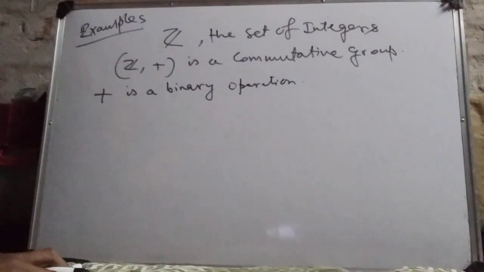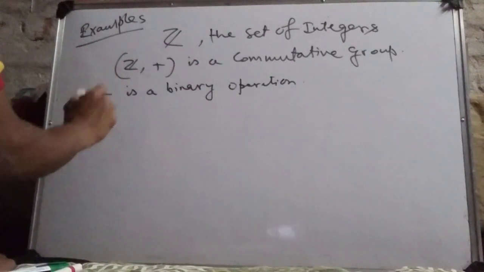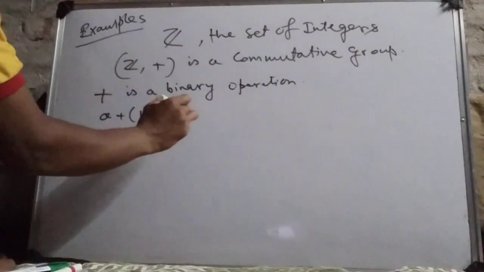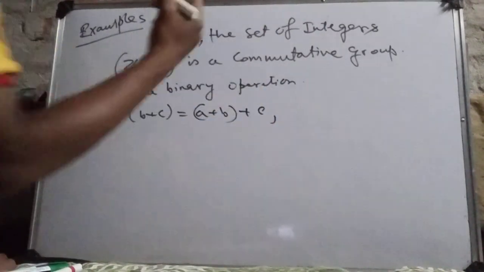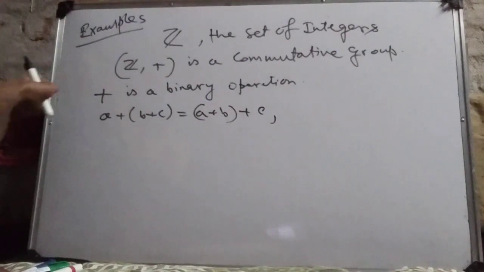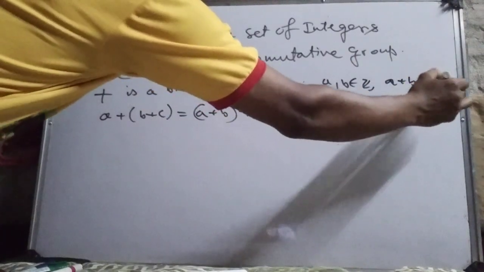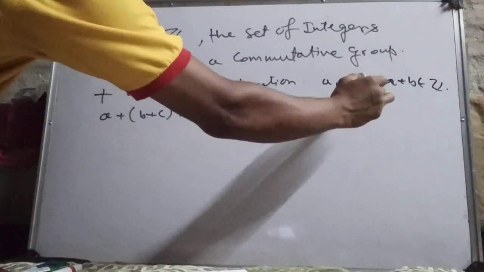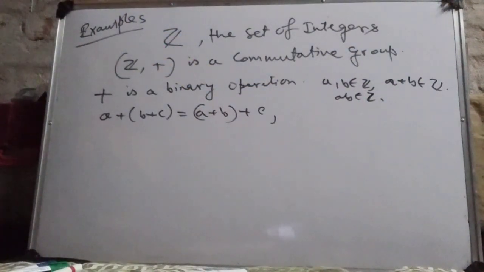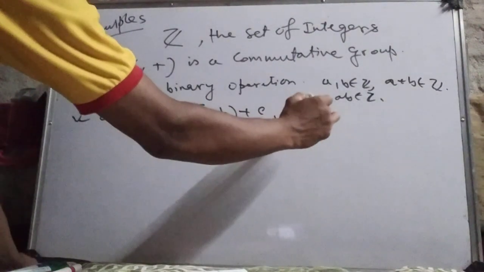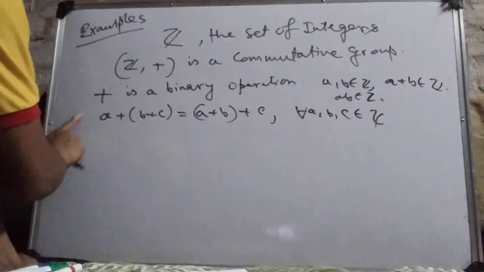How is this then satisfied? We also know that (a + b) + c equals a + (b + c). Obviously, if a, b belong to Z, then a + b belongs to Z. I think this is obviously satisfied: this is the binary and closure property, and this is the associativity property for all a, b, c belonging to Z. I think this holds.